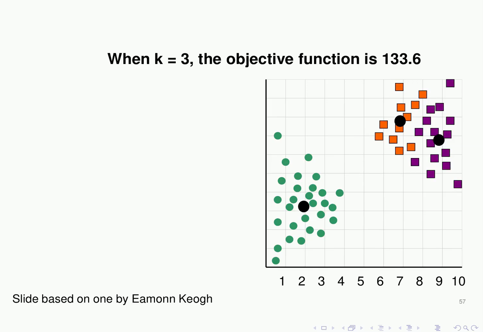When k equals 3, the data is further divided into 3 clusters, each with its own centroid. The objective function decreases to 133.6, indicating better clustering by further minimizing the sum of squared distances within each cluster. This additional split allows for more precise grouping, reducing intra-cluster variance. As k increases, clusters become more specific, capturing subtle variations in the data, which enhances clustering accuracy. However, it's important to find a balance, as too many clusters can lead to overfitting.